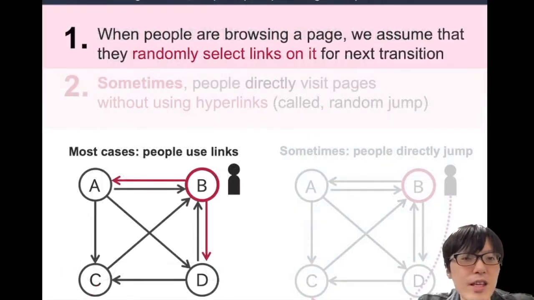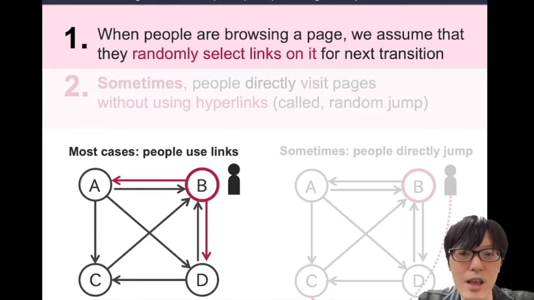How can we solve these problems? This is the idea of the complete PageRank algorithm to solve such problems. In the complete PageRank algorithm, we have two assumptions. The first assumption is the same as the simple PageRank algorithm. When browsing web pages, we assume that people randomly select the links on it for the next transition. This is the same as the simple PageRank algorithm.